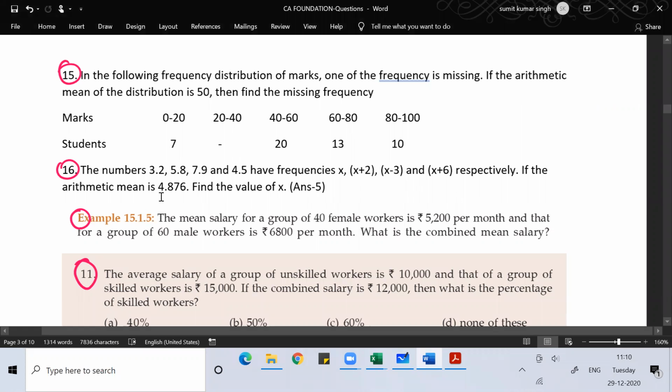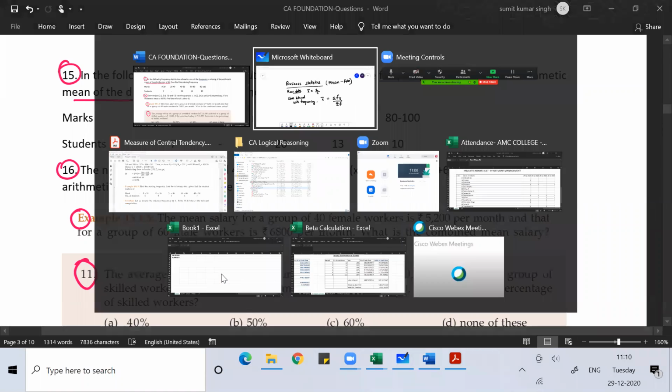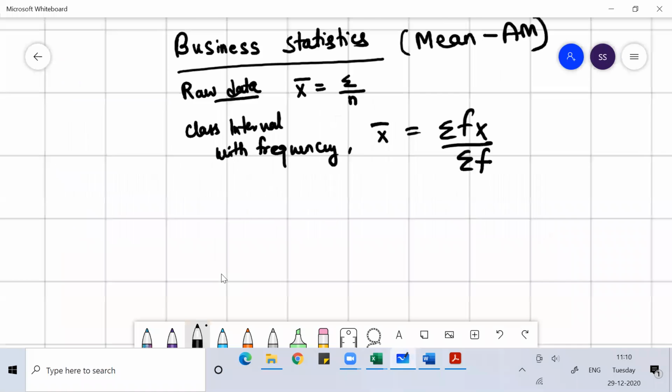Let's do question number 15, where you have to determine the missing frequency. The mean of the distribution is given to you as 50, and you have to find the missing frequency. So you can see this question.